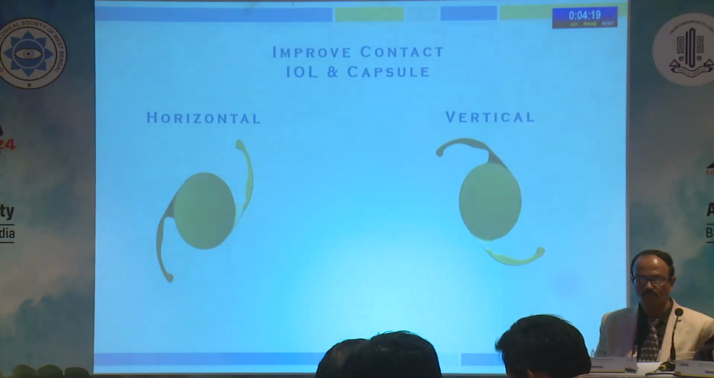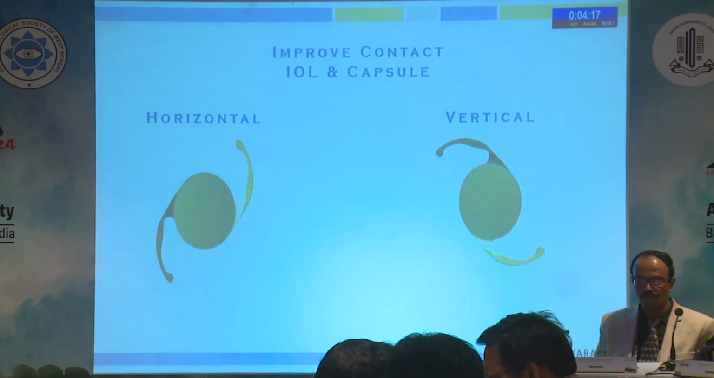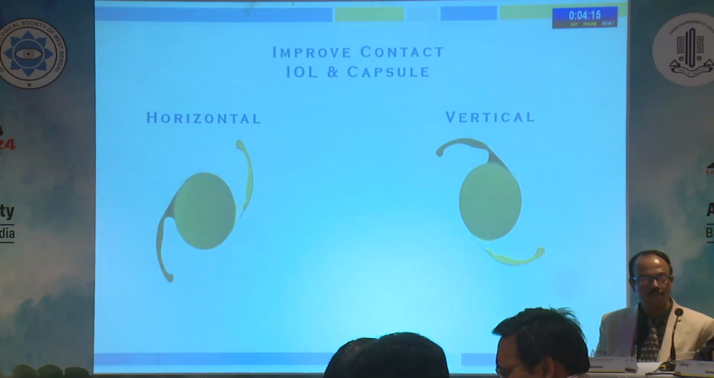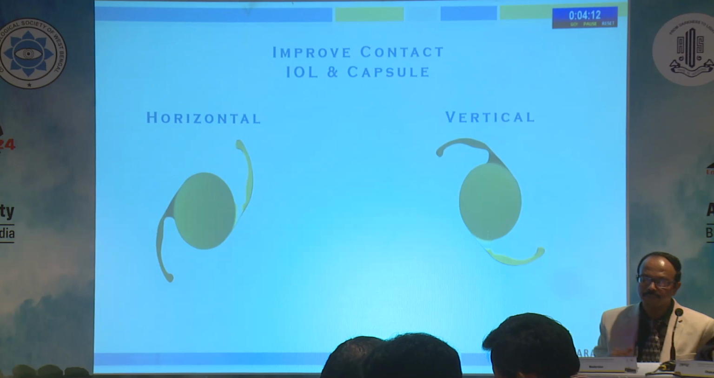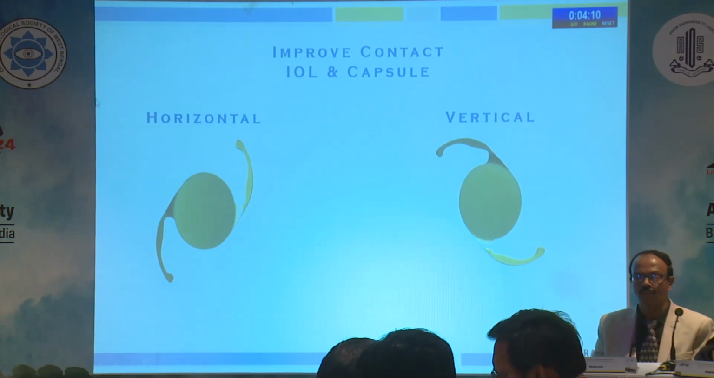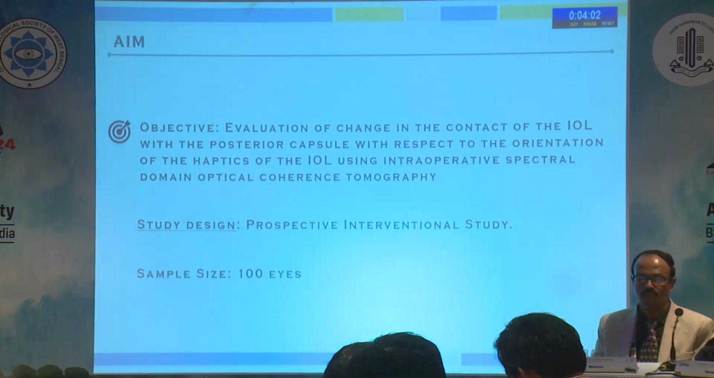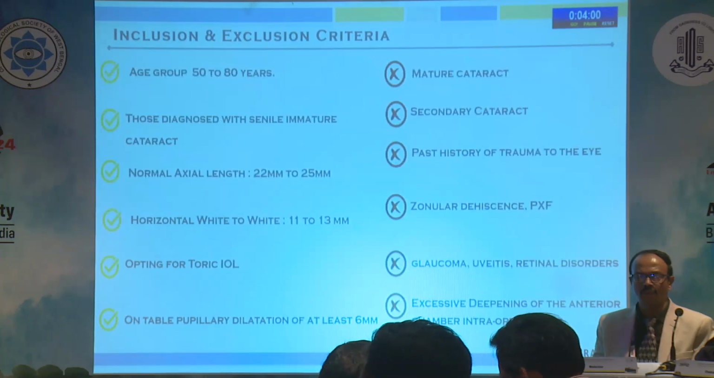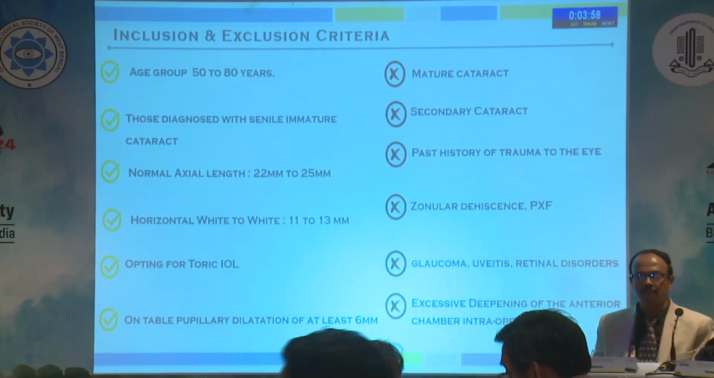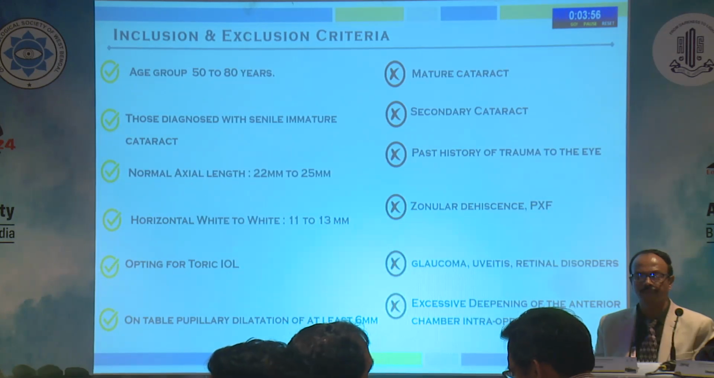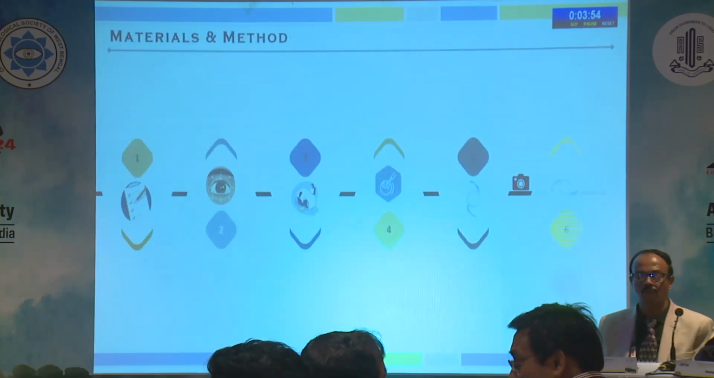For this, we had two arms of this study. First, we tried to orient the haptic. We checked whether orientation of the haptic has any role in achieving a better contact. So we implanted the lens in a horizontal and a vertical position of the haptics. With that aim, we studied 100 eyes in a prospective interventional study. These patients were selected with normal biometry and non-complicated cataracts.